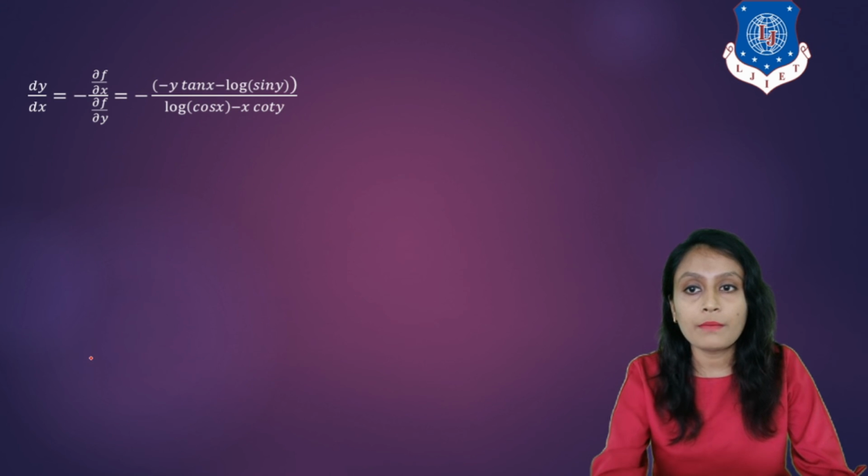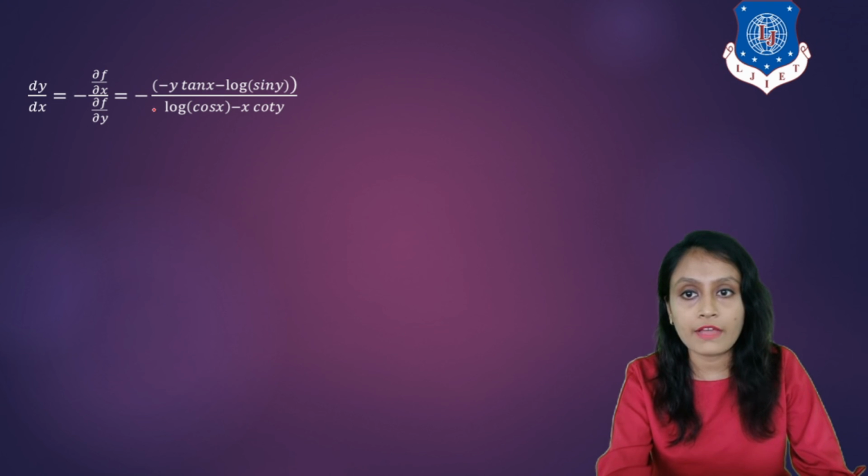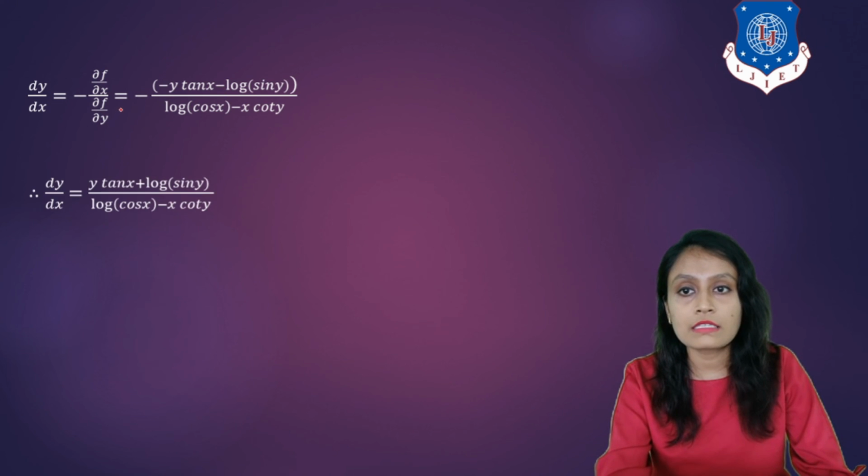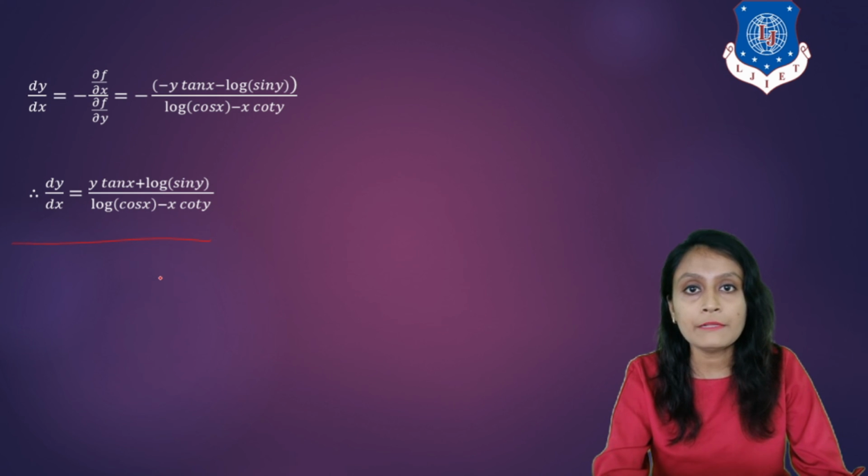Now apply this formula, dy by dx is equal to minus fx upon fy. Substitute both the answers and multiply this minus inside, so you will get the final answer of dy by dx.